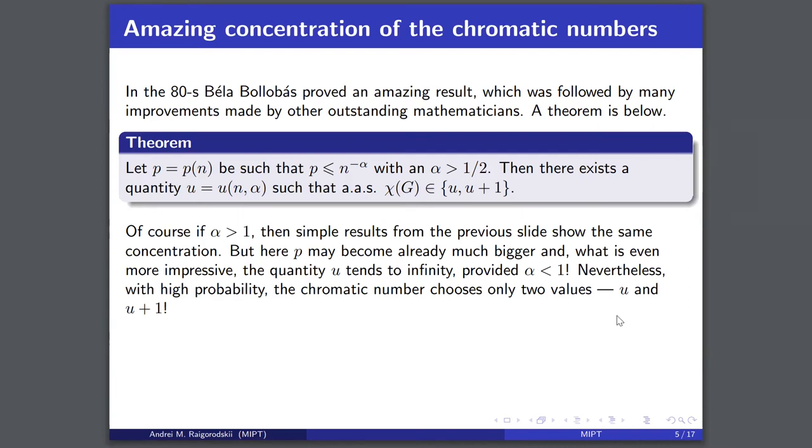But what is also very interesting here, if alpha is smaller than 1, in this case, this value u, which depends on n and alpha, tends to infinity as n tends to infinity. In these earlier cases, the chromatic number is concentrated in the very small values, 1 or 2 or 3, and here this function in which the chromatic number is concentrated goes to infinity. This is a different case.